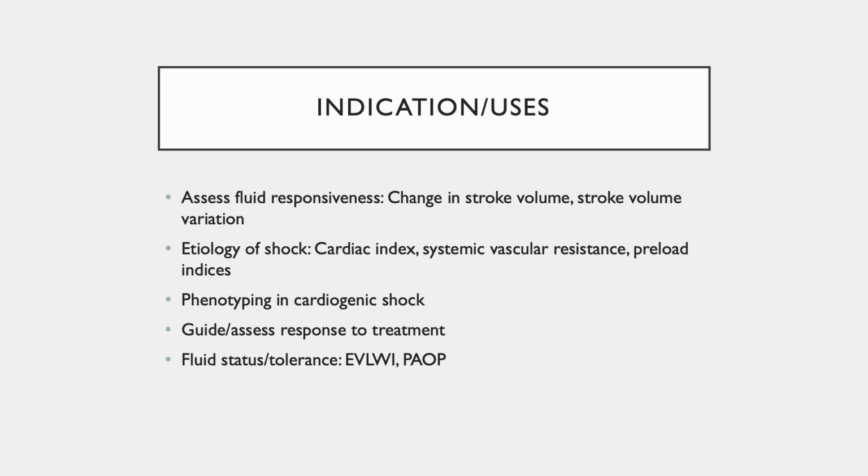These devices also help with diagnosing the etiology of shock and assessing the relative contributions of the different concomitant etiologies that may be present, based on indices like the cardiac index, systemic vascular resistance, as well as preload indices. Phenotyping in cardiogenic shock can be done using methods like a PA catheterization. They also permit guidance and assessment of treatment response and can also help with the assessment of fluid status or fluid tolerance.